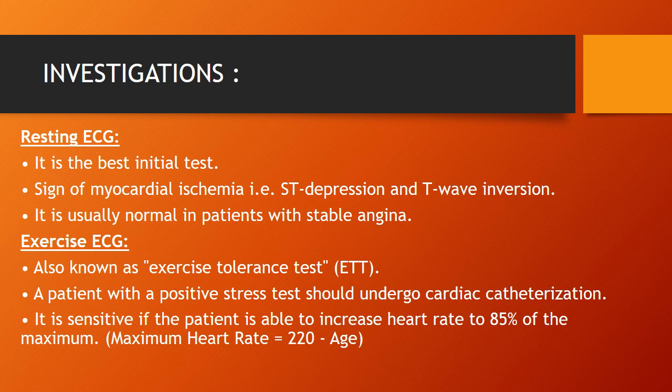Another important test is exercise ECG, also known as the exercise tolerance test, and it is sensitive in patients who are able to increase their heart rate up to 85% of the maximum heart rate, which can be calculated as 220 minus their age. The exercise tolerance test involves recording ECG before, during and after exercise on a treadmill, and patients who have a positive stress test should undergo cardiac catheterization or angiography.